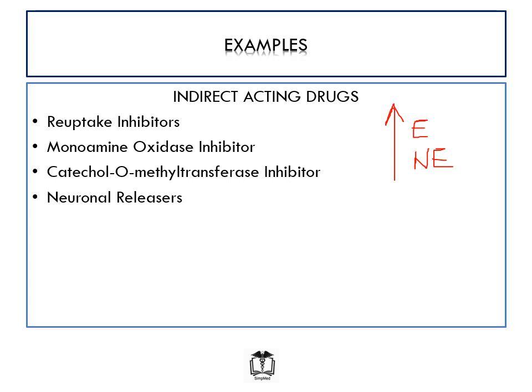These drugs can be classified into reuptake inhibitors, which we'll talk about examples of, monoamine oxidase inhibitors, and catechol O methyltransferase inhibitors. Some of these words are very familiar. We talked about them when talking about the biosynthesis of epinephrine and norepinephrine. Now we also have the neuronal releasers.